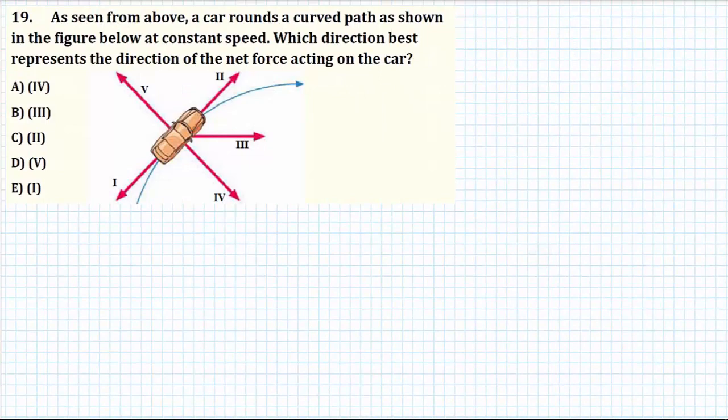As seen from above, a car rounds a curved path as shown in the figure below at constant speed. So the object moves in a curve at constant speed. Which direction best represents the direction of the net force acting on the car? The net force acting on the car.